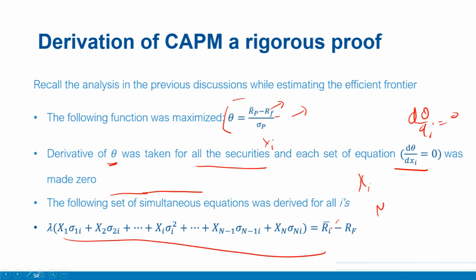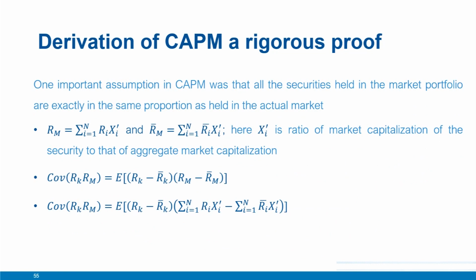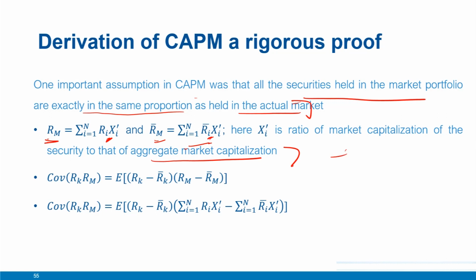There were n equations corresponding to each security i and n unknowns, that is xi's, that we solved for. Now please recall a very important assumption in CAPM, that all the securities held in the market portfolio are exactly in the same proportion as in the actual market. Let us see how it makes all the difference. In the actual market, you would have market portfolio RM as the weighted average of all the individual securities. So we can write the actual and expected returns as weighted averages of individual security returns, where xi's are the ratios of market capitalization of that security to the aggregate market capitalization in the actual market.